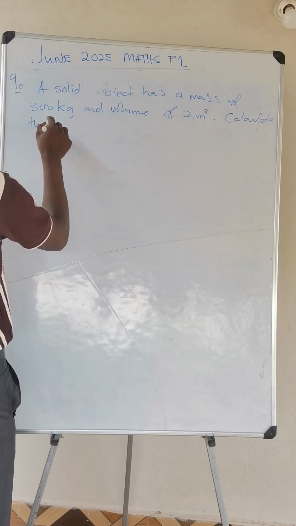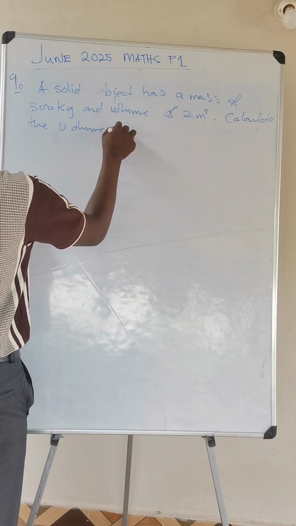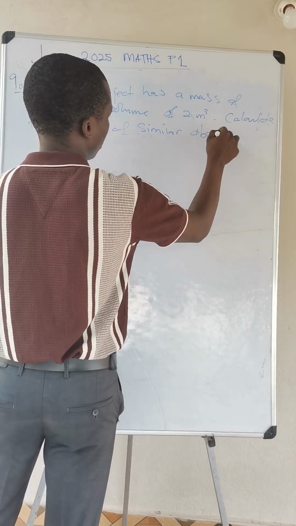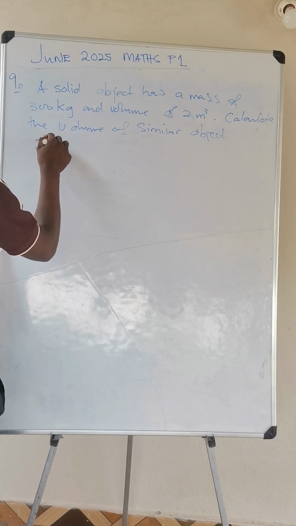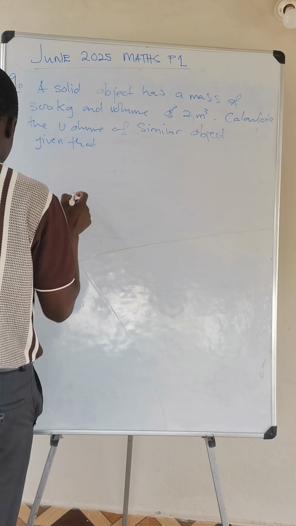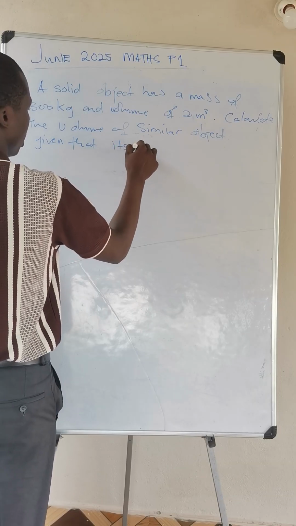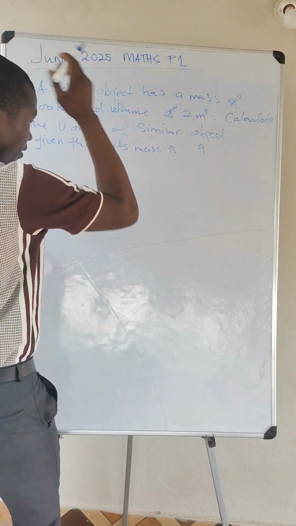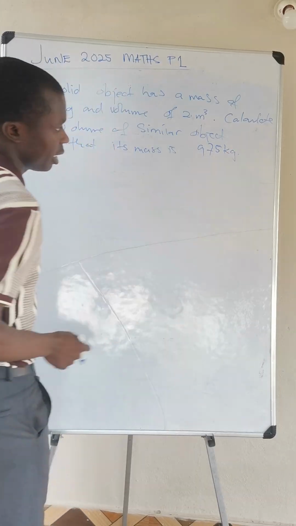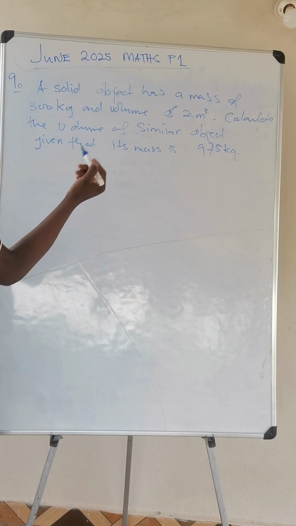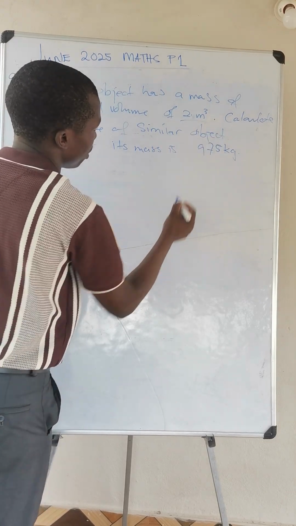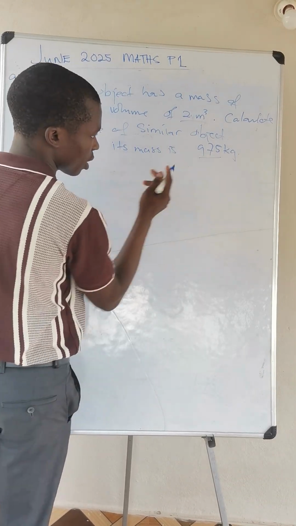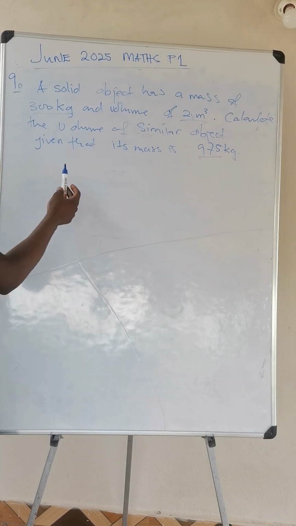the volume of a similar object, given that its mass is 975 kgs. Okay, a solid object has a mass of 300 kgs and a volume of 2 cubic meters. Calculate the volume of the similar object, given that its mass is this one. So it means we are to calculate the volume of a similar object.